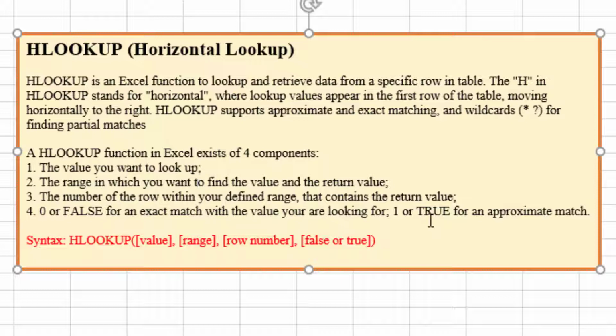1 or true for an approximate match. Okay, so here's the syntax of HLOOKUP: HLOOKUP, open bracket, then the lookup value, then the table array, which is the range. The table array is just the range of cells, and then the row number you want to display, and then you write true or false to state whether you want an exact match of the data or an approximate match.